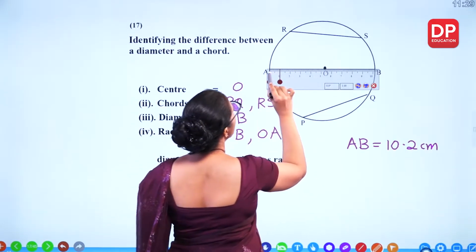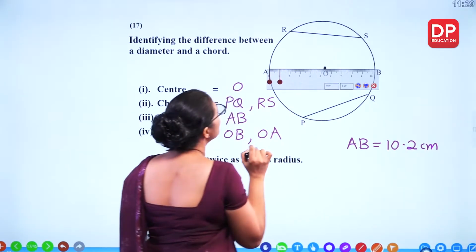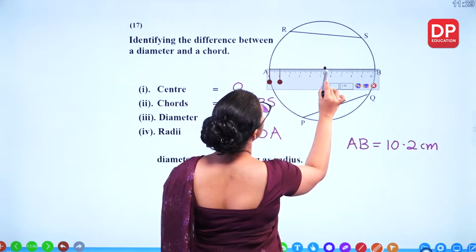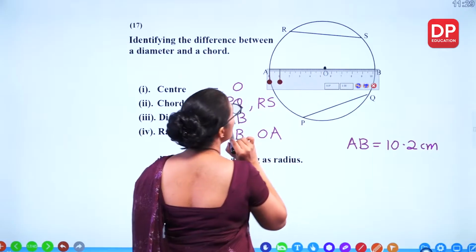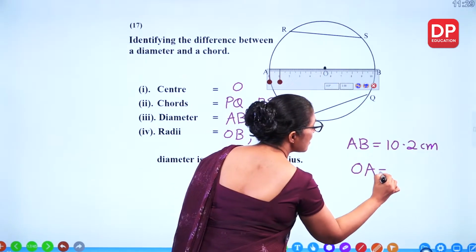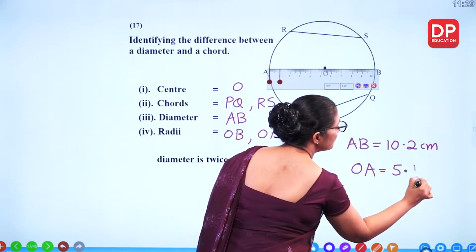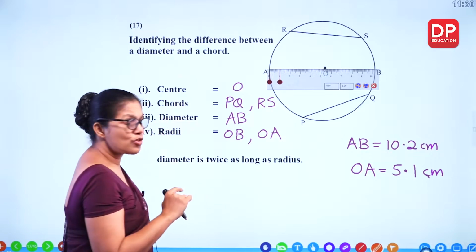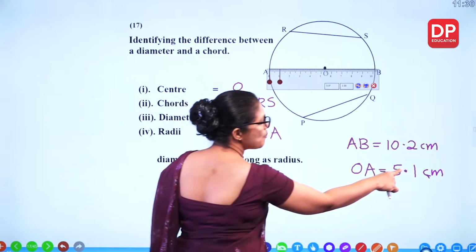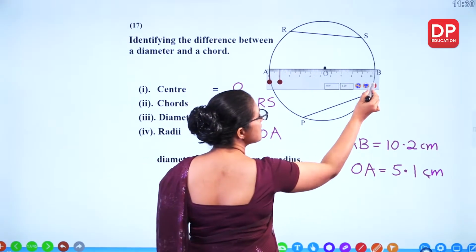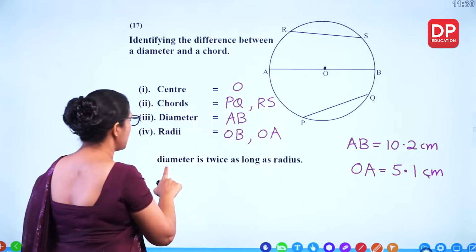What's the length of AO? AO is, you get here to here, 5.1. OA is 5.1. Now see whether it's true. Multiply by 2 and see. 2 times 1, 2. 2 times 5, 10. So that means this is correct.